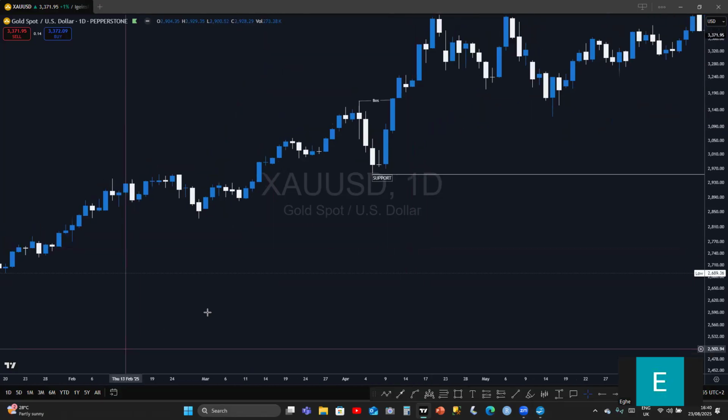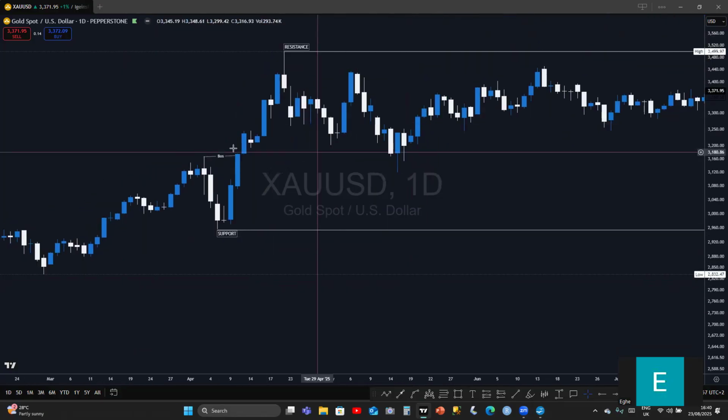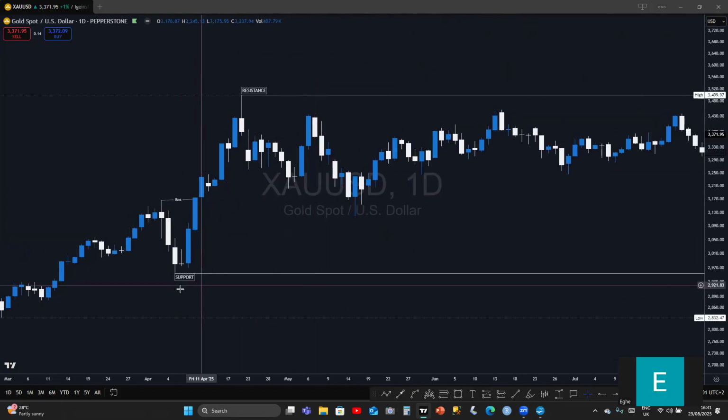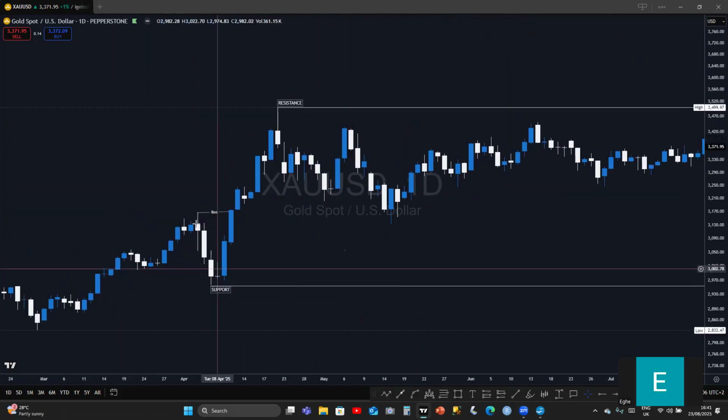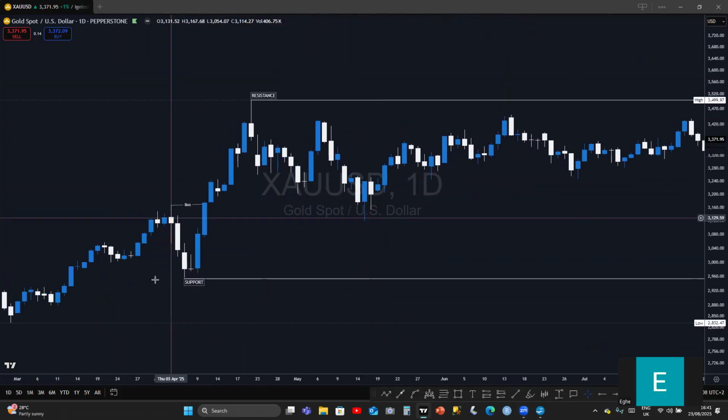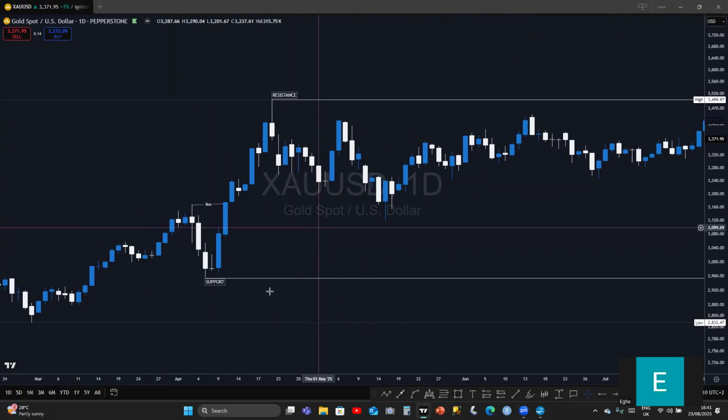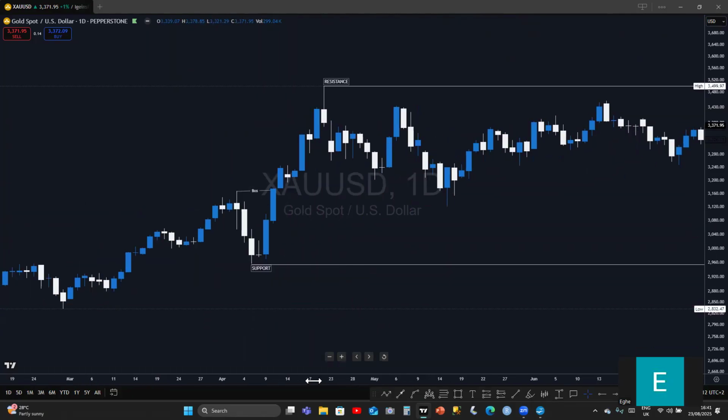Because now, once I open the chart, all these things I'm marking now, even without marking them, I know where the trend is going. I know where my break of structure is. I know where the resistance is. I know where the support is.